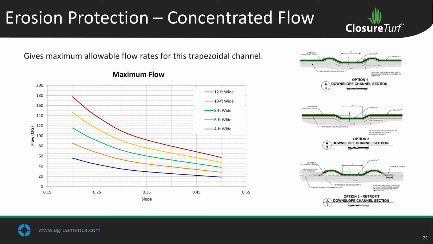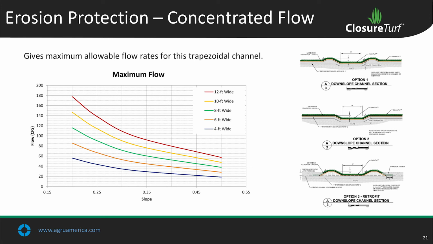This provides maximum allowable flow depths at slope like this. So anywhere from a 0.2 foot per foot slope with a max depth of 9.6 inches of water, all the way up to a 2-to-1 slope or a 1-to-1 slope at 0.5 foot per foot of almost 4 inches of flow depth. So very stout, very durable, very usable.